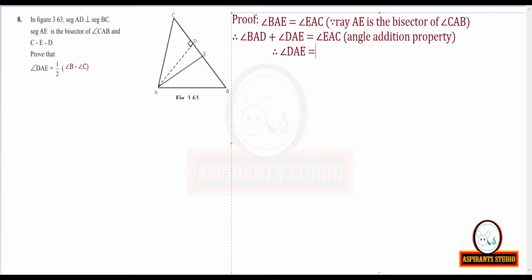Now keep angle DAE on the left hand side. Take other things to the right hand side. So we get measure of angle DAE is equal to measure of angle EAC minus measure of angle BAD. BAD when it comes to the other side, it will become minus measure of angle BAD.